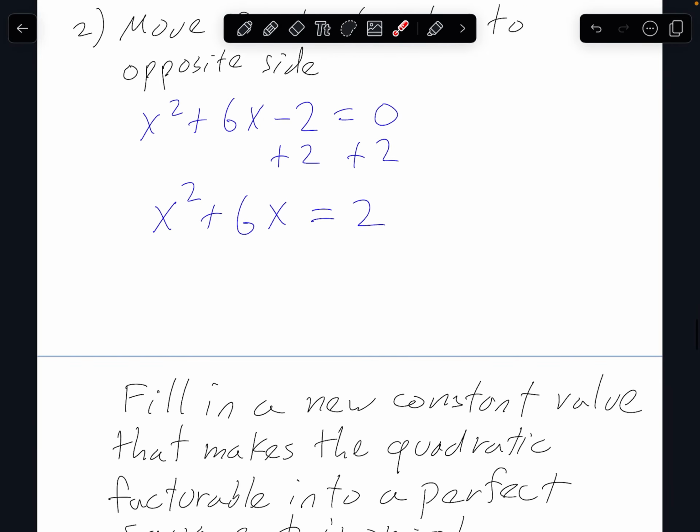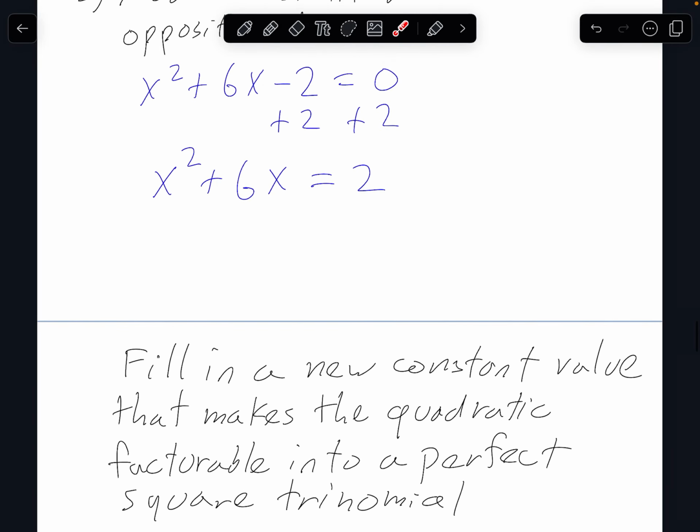The next step, this is where things get possibly confusing, so let's go into it. We want to fill in a new constant value. That means we still want to make this a trinomial, but we want to add in our own number. If we add in the number 10, for instance, we're going to have to add it to both sides. Anything you add to one side of an equation, you have to add or subtract it to the other. In this case, we're only doing addition because of the way it works out.